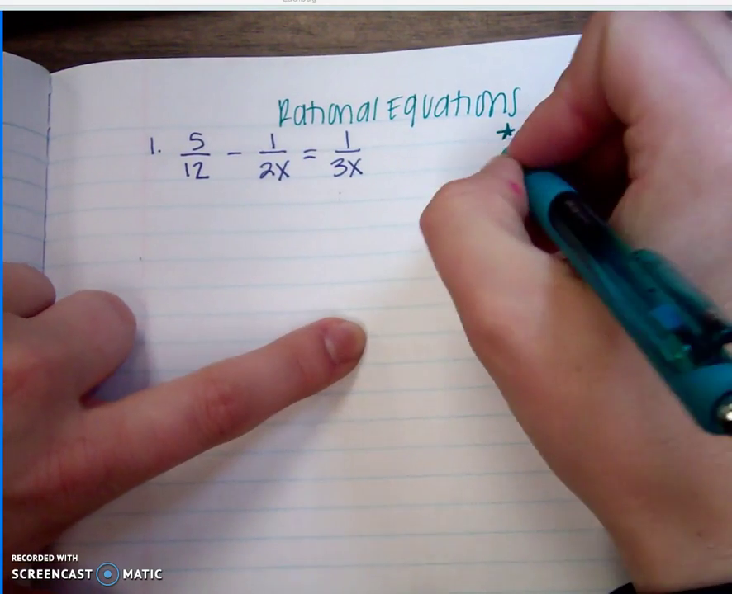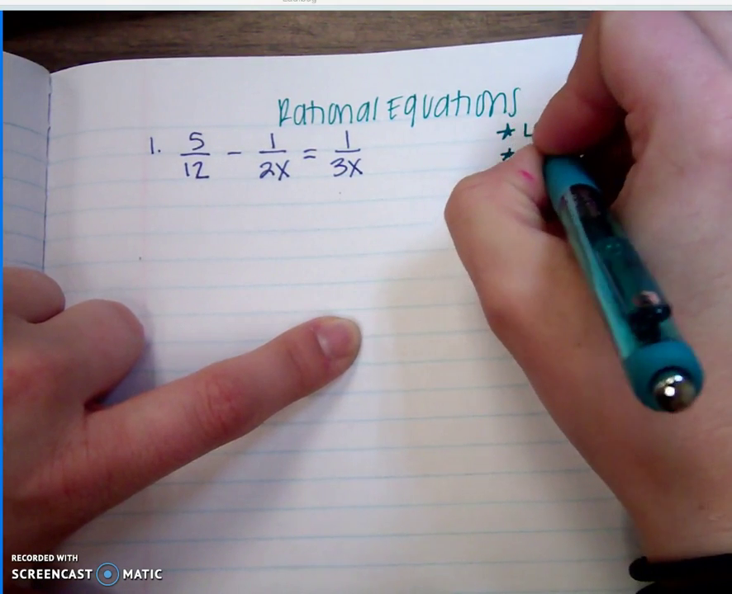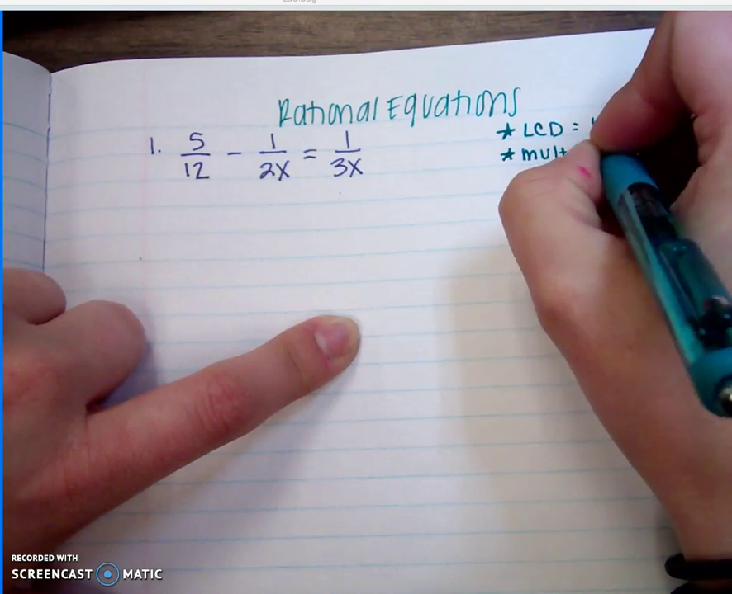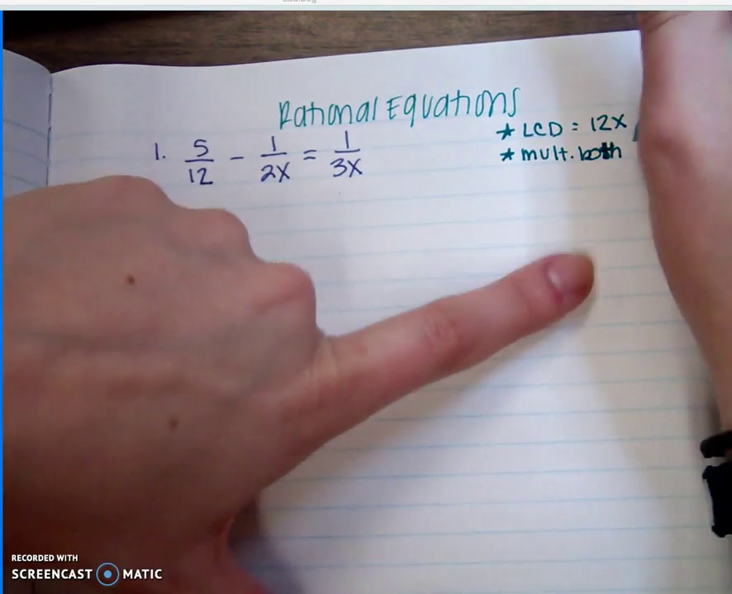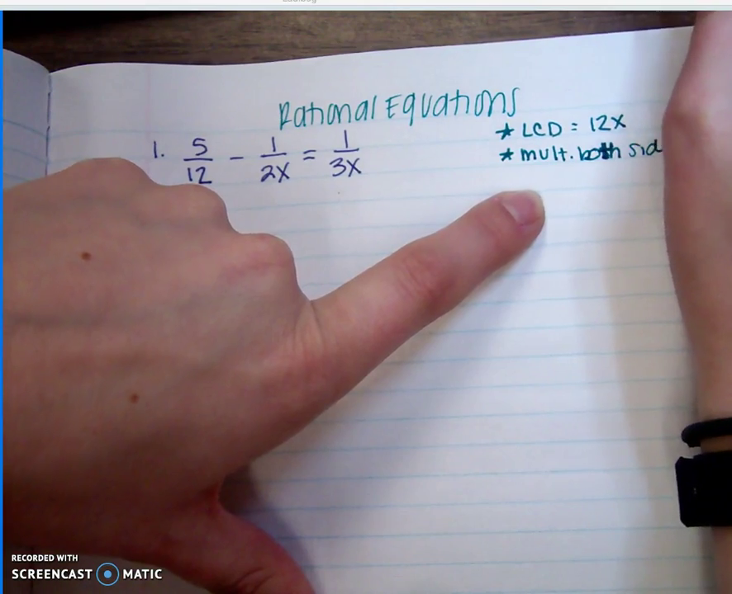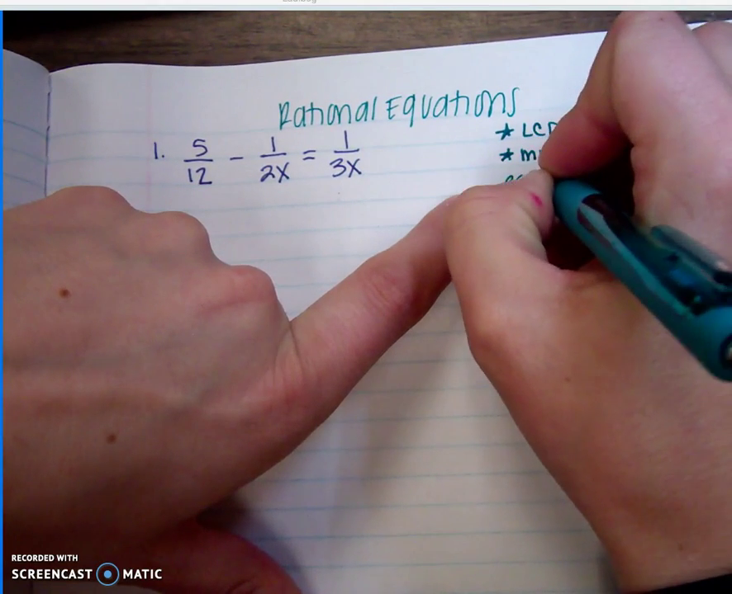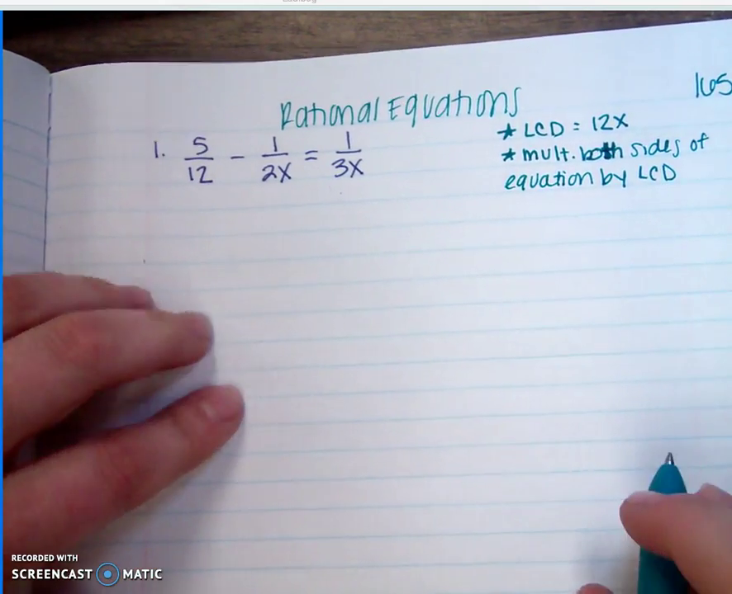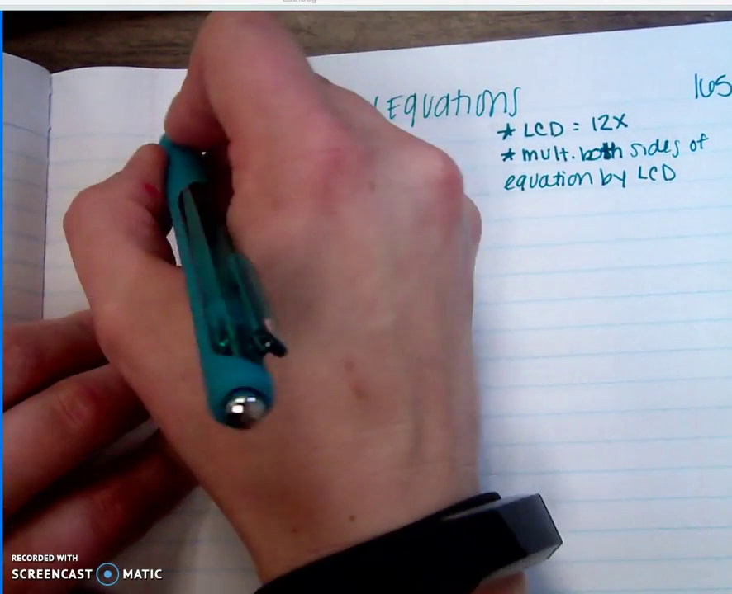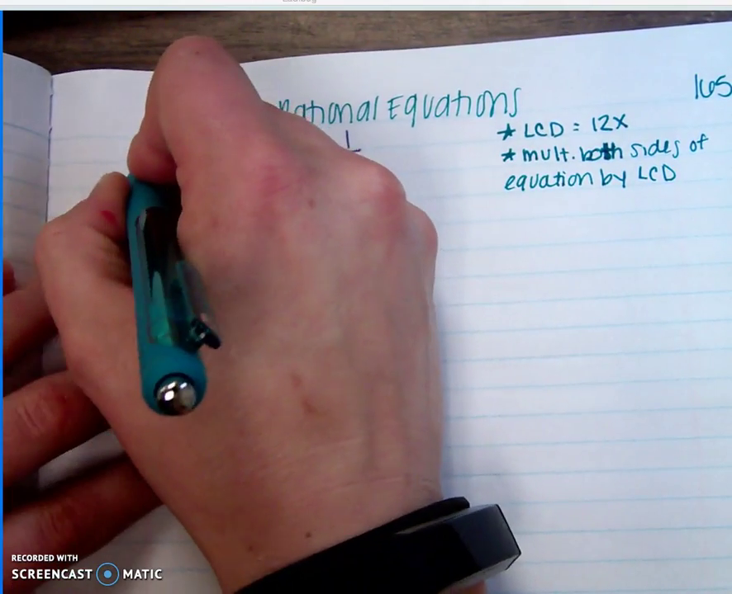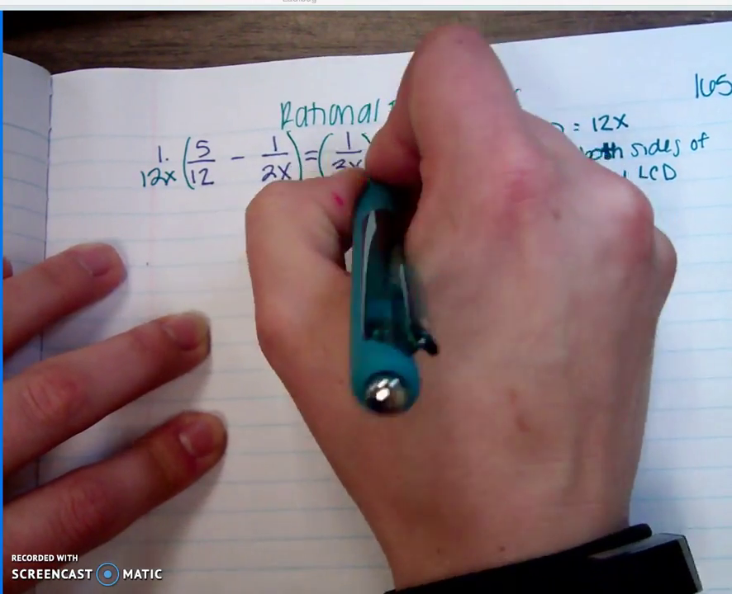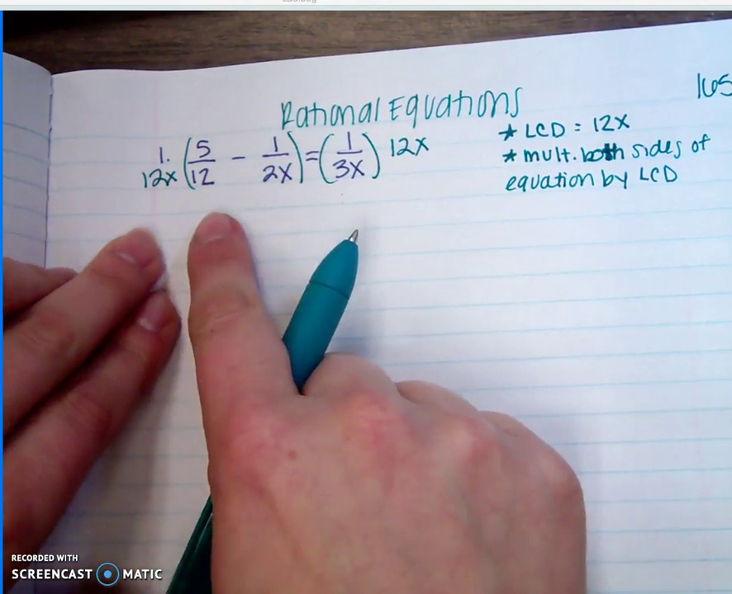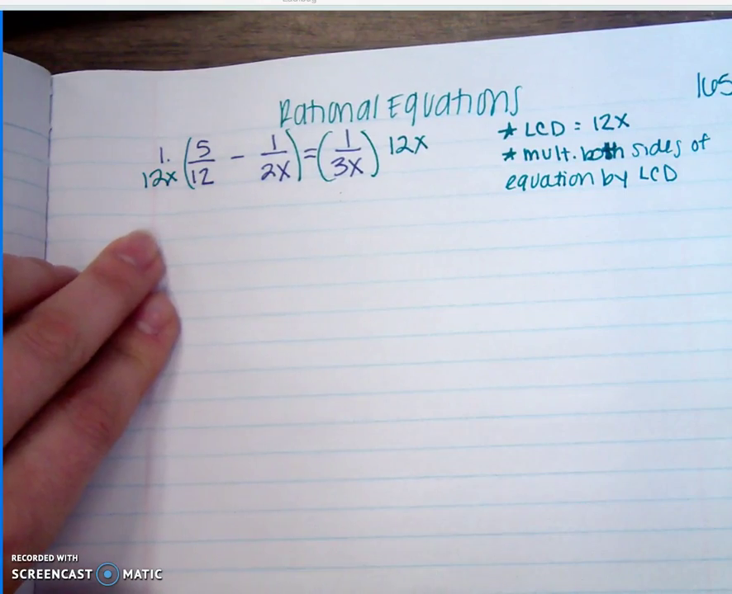Once you have your LCD, you're going to multiply both sides of the equation by the LCD. So this whole side is going to be multiplied by 12x, and this is going to be multiplied by 12x. Easy enough. But when I rewrite it, I'm going to write it individually.